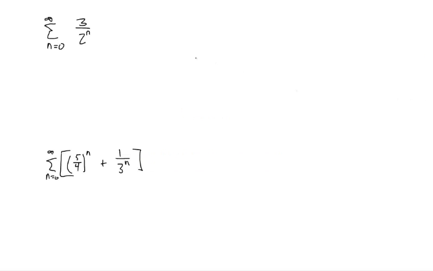So in this first example, we have the sum from n equals 0 to infinity of 3 over 2^n. And this is a geometric series, and the form for a geometric series is the sum from n equals 1 to infinity of a r^(n-1). If the absolute value of r is less than 1, then we're convergent. And if it's greater than or equal to 1, then we're divergent.